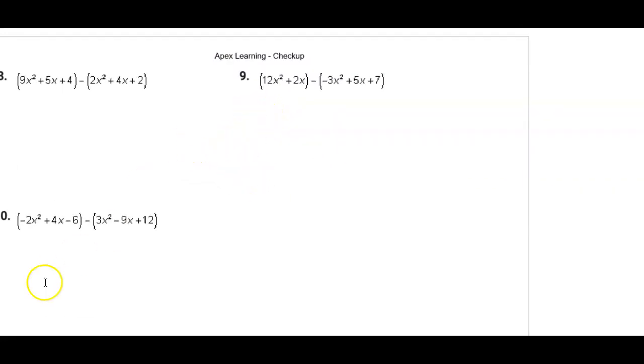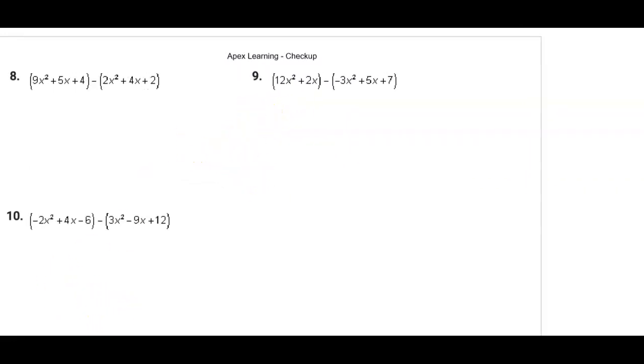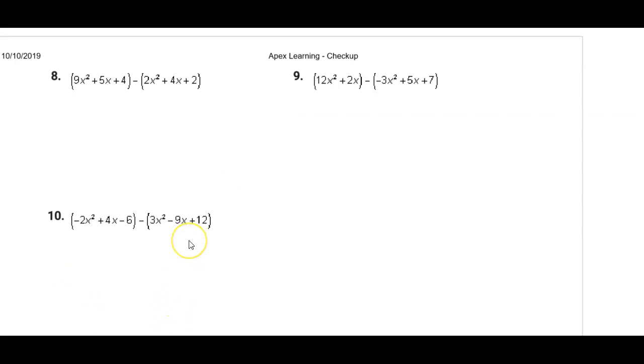Okay, let's take a look at that, doing it that way again. I'm going to increase the size a little bit so that it's easier to see. So here, I'm not going to change anything in the first one. The second one, I'm going to change that to addition and change all of these signs. So now, 9x squared minus 2x squared would be 7x squared. 5x minus 4x is plus 1x. And then 4 minus 2 is plus 2. Here, boom, plus, and change all of these signs. So that becomes positive, negative, negative.